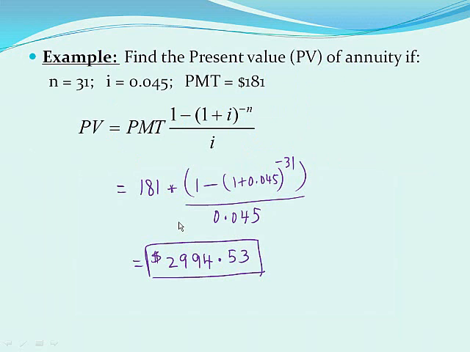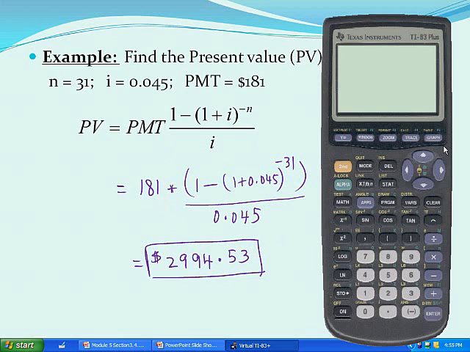Let's do an example. Find the present value of an annuity if n equals 31, i equals 0.045, and the periodic payment is $181. So we make the substitution here. 181 for payment, i value is given. Once we do this on the calculator, we will get $2,994.53.